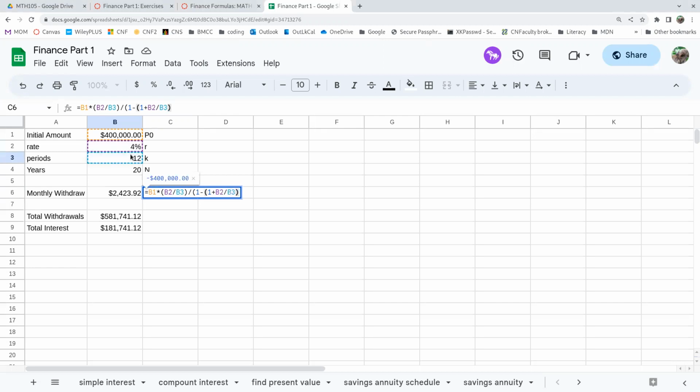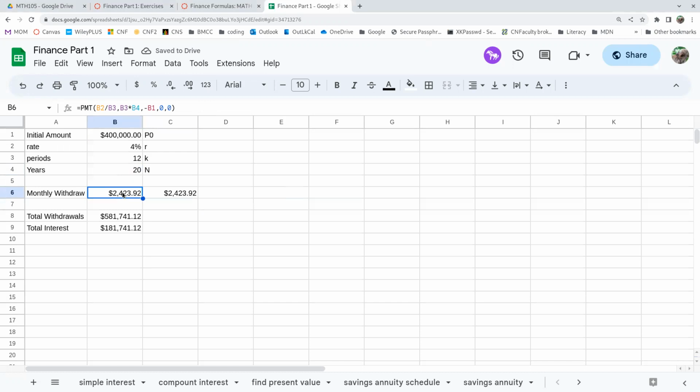Close parentheses, raise it to the power. On a spreadsheet, the caret key, that little hat, shift 6, is a power. Parentheses negative 12 times 20. So I can just point and click on those. Close the parentheses for the exponent, close the parentheses for the denominator, hit enter, and we should get the exact same number that the PMT formula gave us.